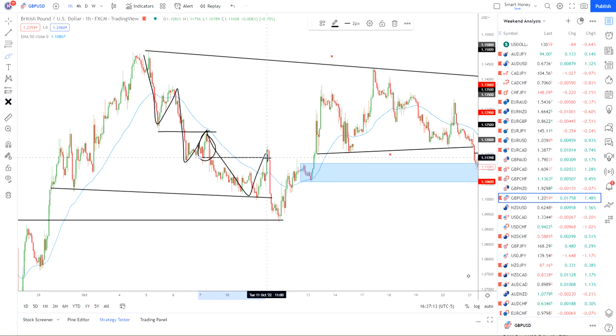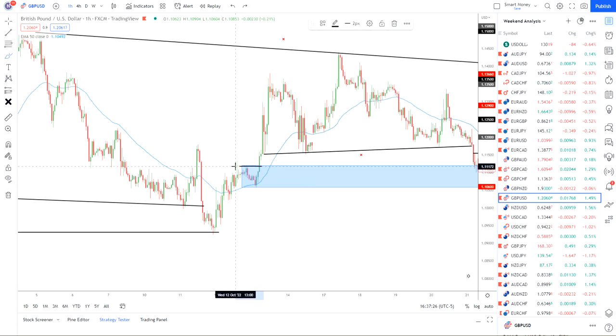Supply, come into that level. Lower low, lower high, supply, come into that level. Failed to make a lower low. We didn't make a lower low here. We made a higher high. So where was that last selling volume? Right here. We need to come back down and mitigate that.